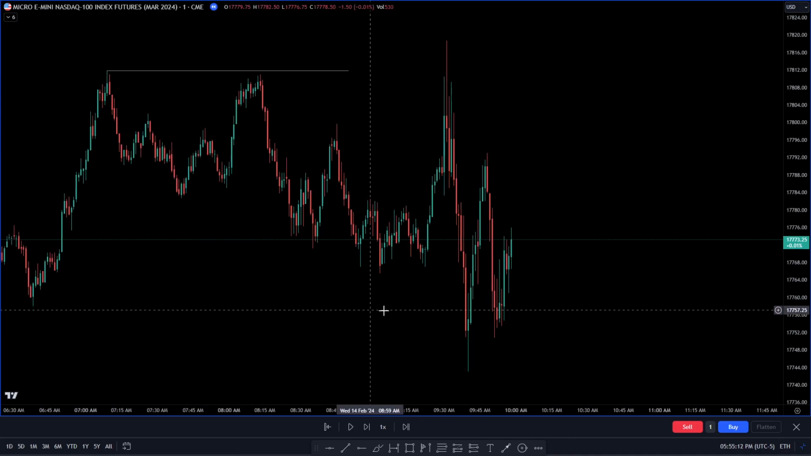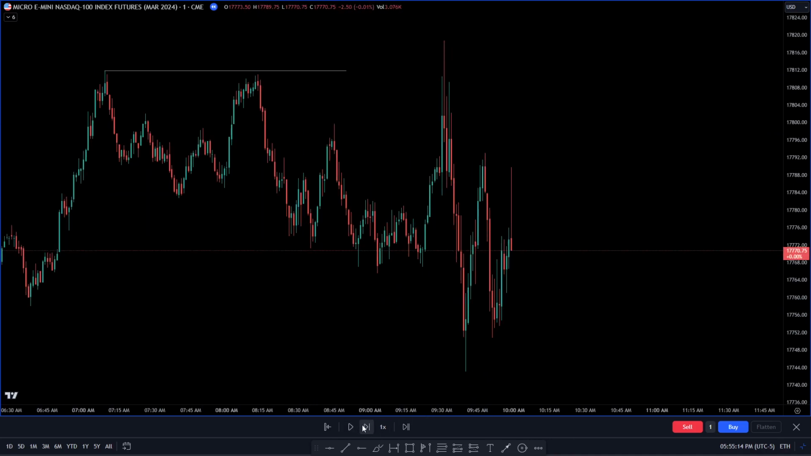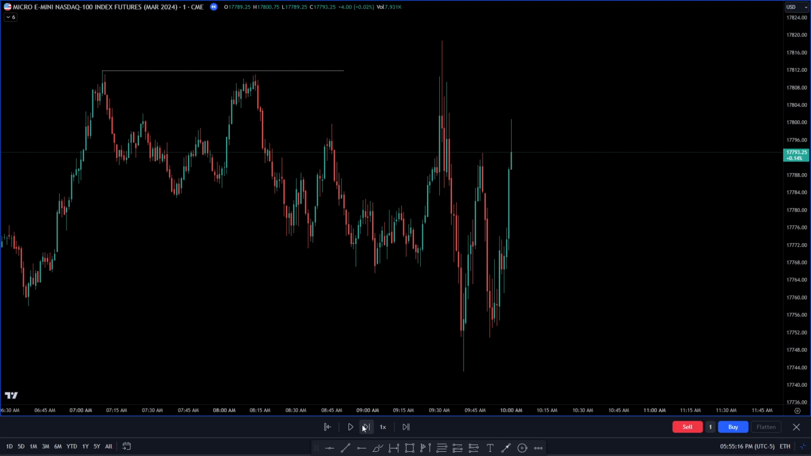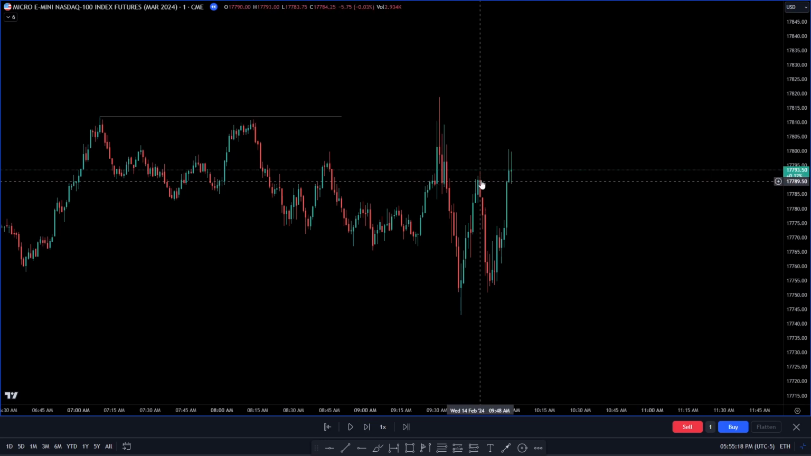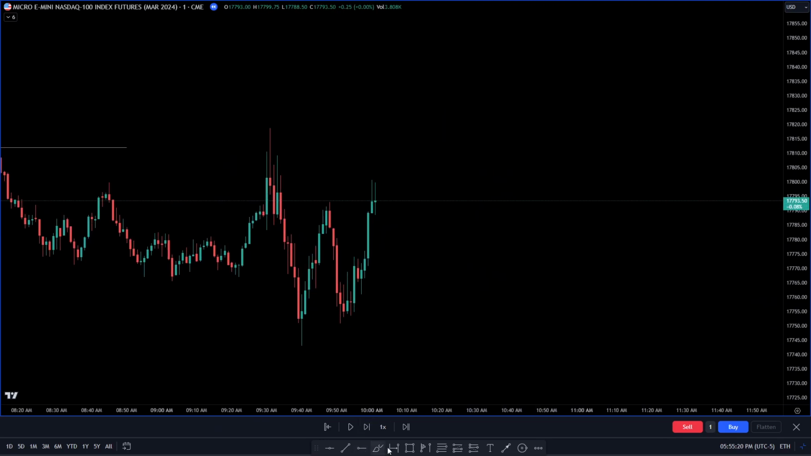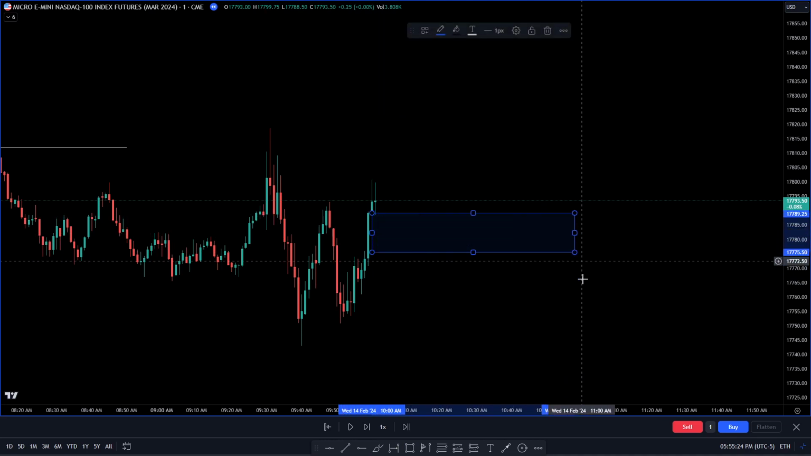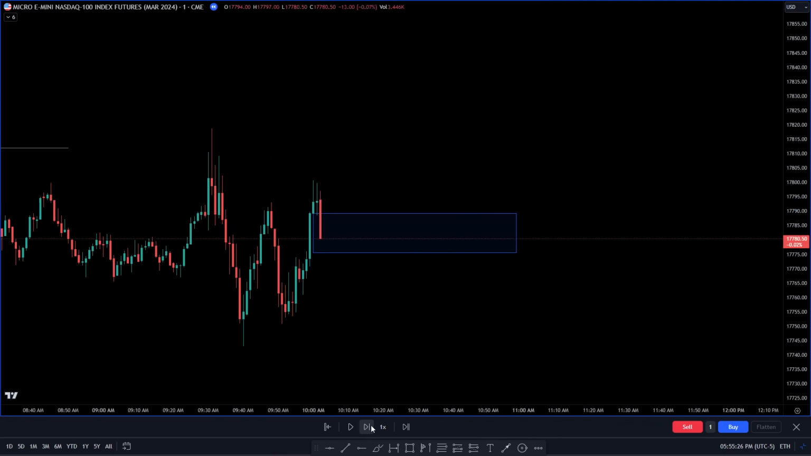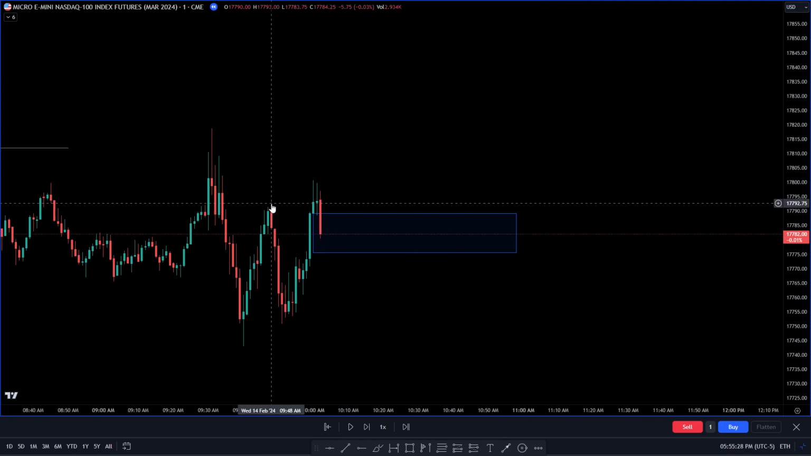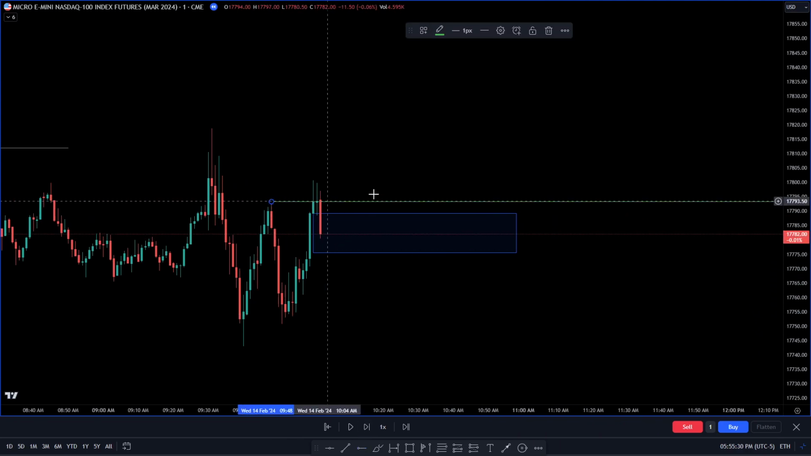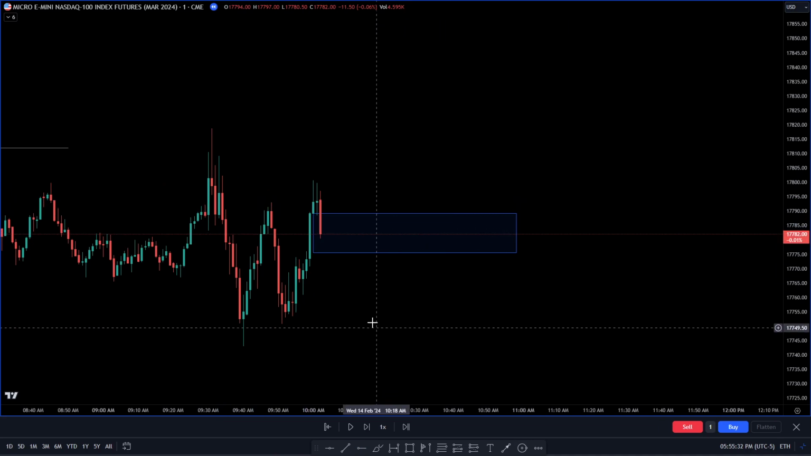So we're looking for our silver bullet here. What we need for the silver bullet is a liquidity run, and then we need to break a structure. So we see a break of structure right here. This is our break of structure, and this is where we have our fair value gap. Bang. So the fair value gap forms right there. Now we're going to keep this in mind. We want to test into it, and we've broken the structure right here. Bang. And we've tested into it.